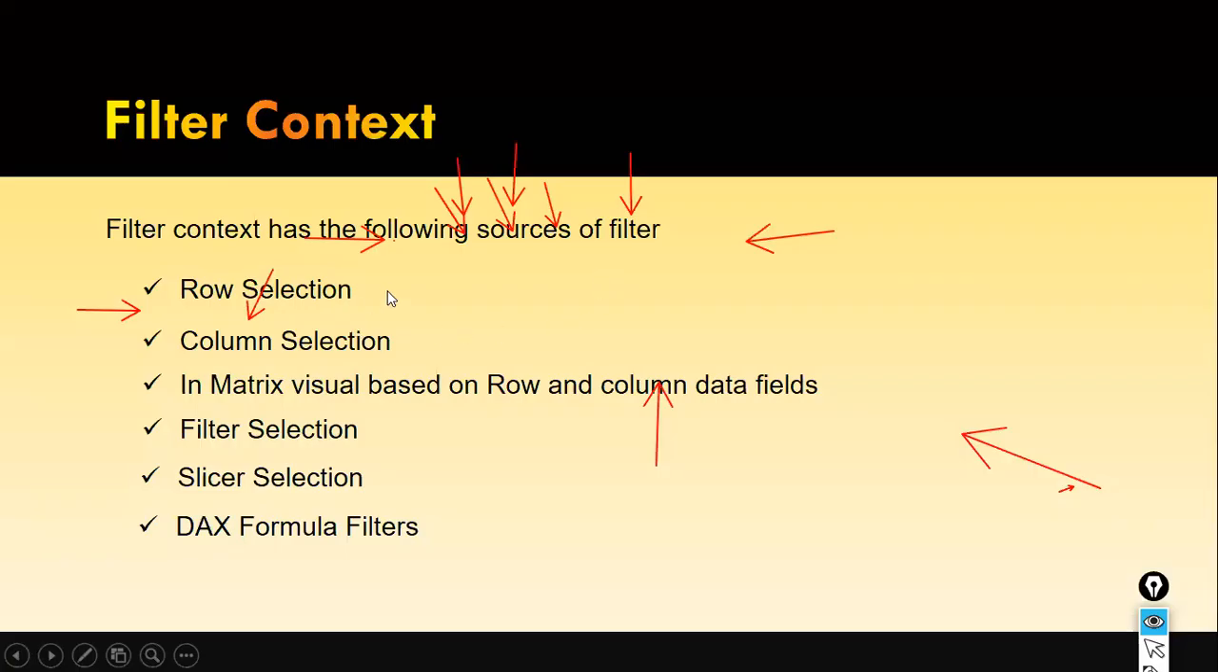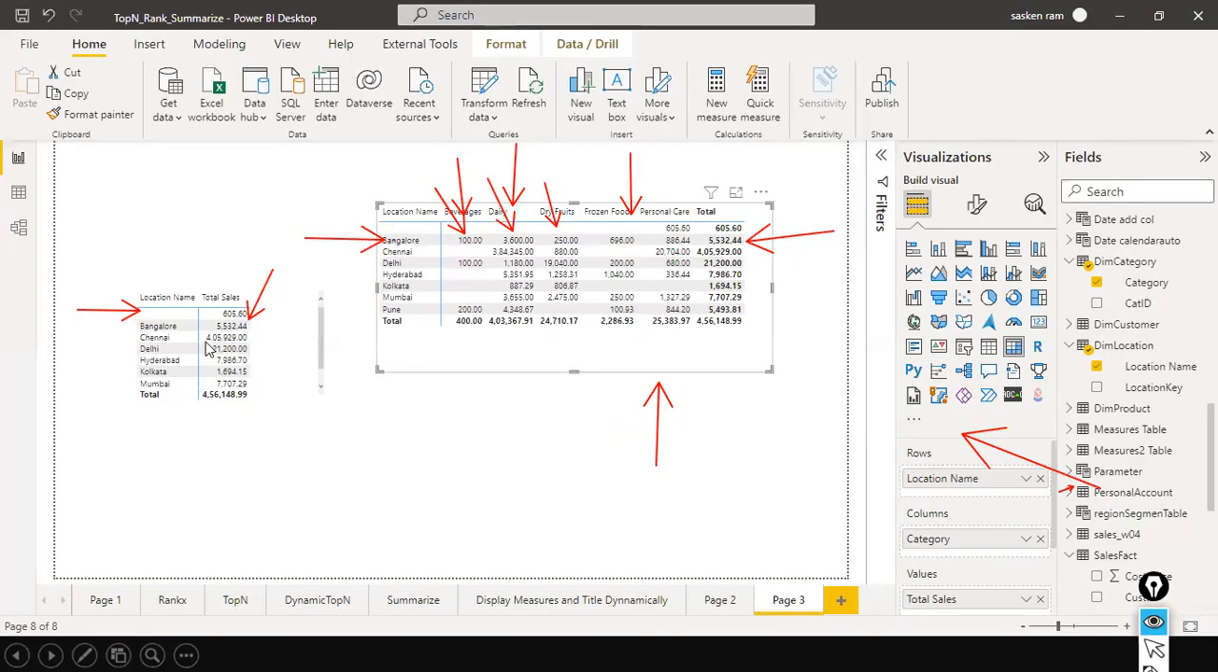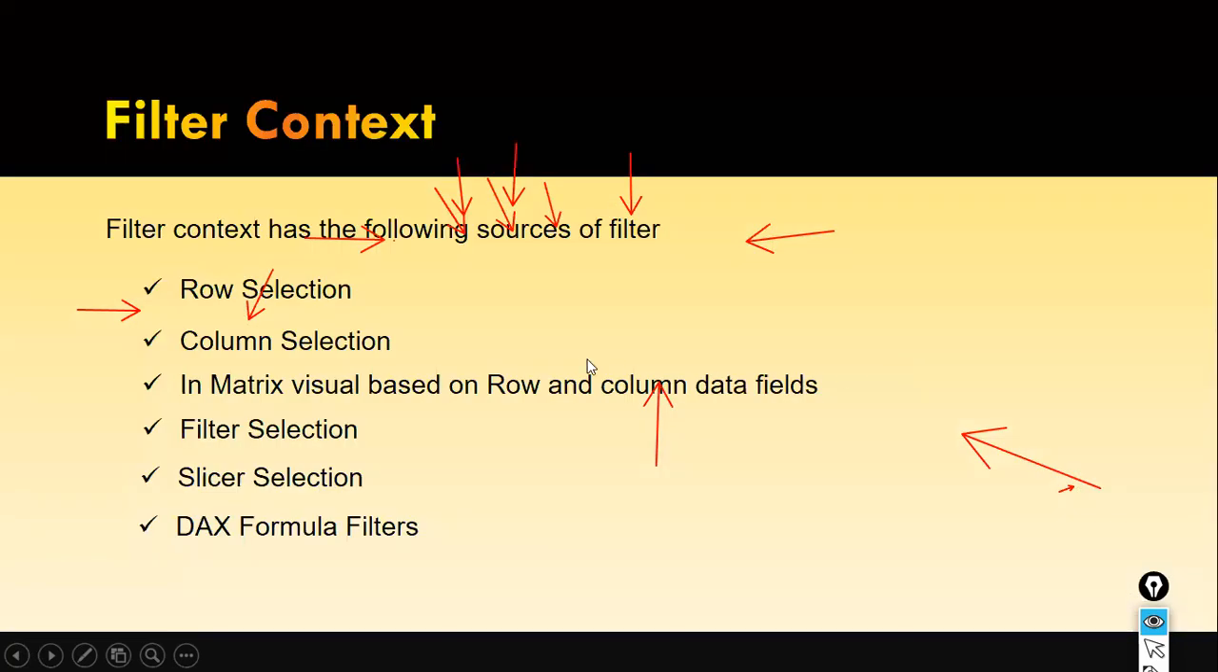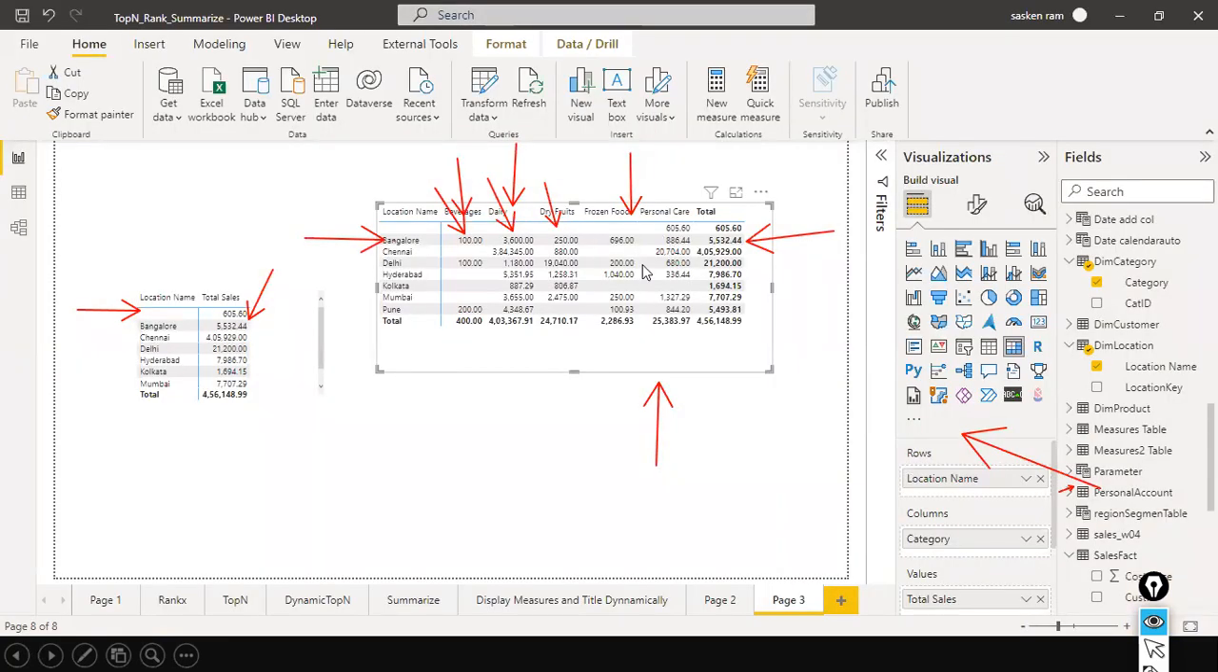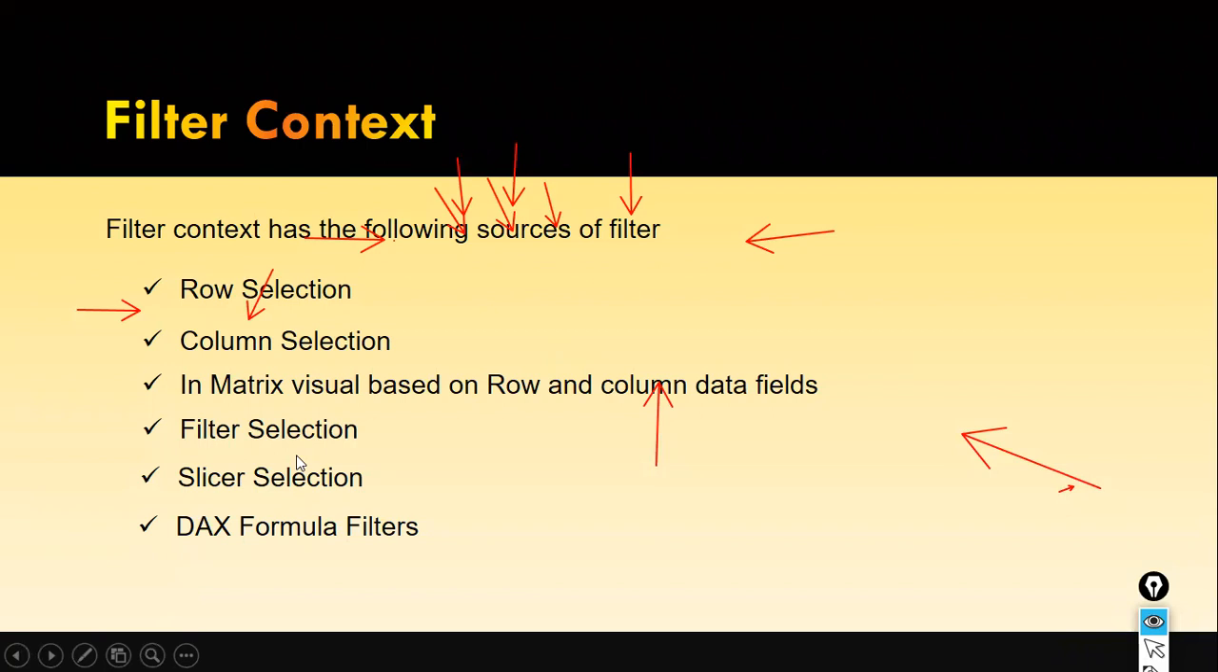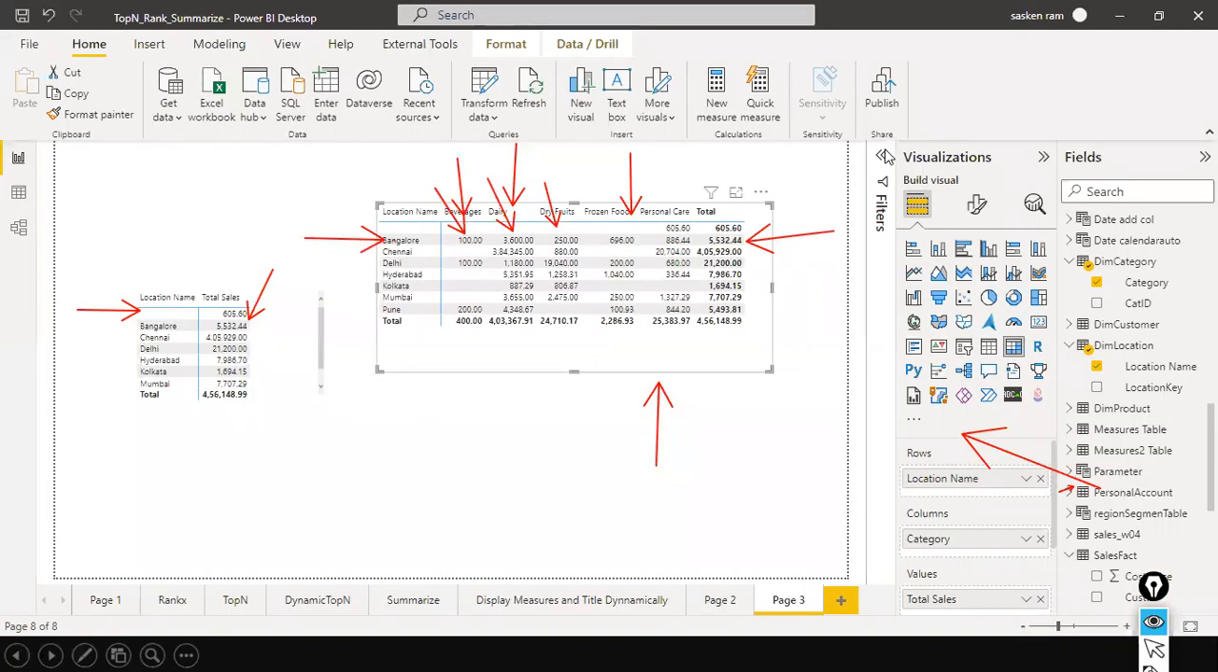In some cases, this is the row selection. Row wise, it filtered. And here, row and column wise, it filtered. Sometimes column selection, right? Column selection. And the next one is the filter selection. What is the filter selection? You remember, this is the one we discussed about the difference between slicer and filter.